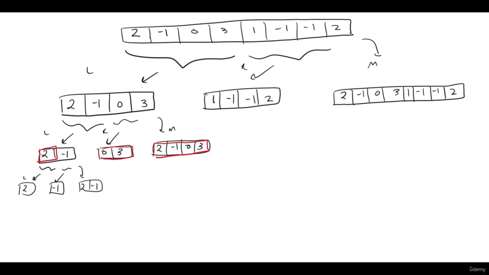And so now we're trying to solve this problem. We have the left side, it has a sum of 2. We have the maximum subarray on the right side as a sum of 3. We have the maximum subarray that crosses the midpoint, which is 2 minus 1 is 1 plus 0 plus 3 is 4. And then we need to decide, is it the left, right, or the midpoint that has the highest maximum subarray in this left side that we brought down right here? And the answer is the one that crosses the midpoint. And so that is the one that gets chosen. It is actually the entire array in this situation.